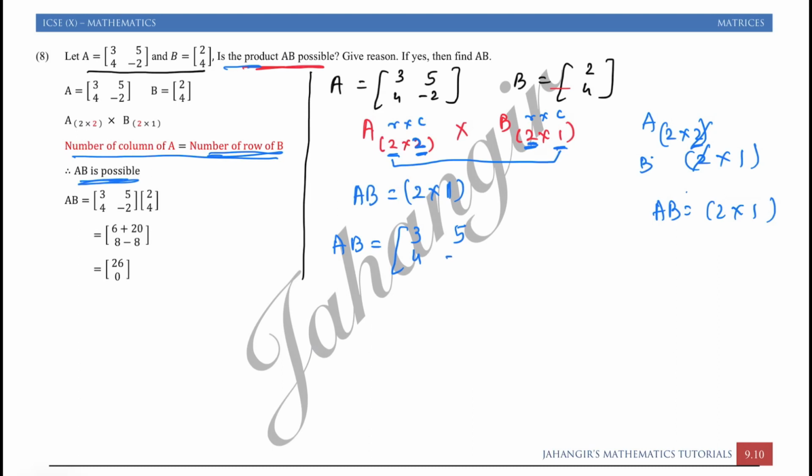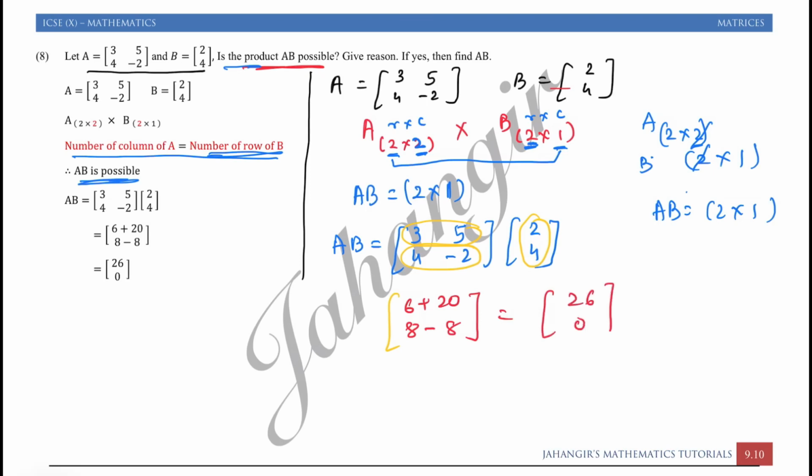3, 4, 5, minus 2 into 2, 4. So now as you see, we have two rows and only one column. First row first column: 3 2s are 6 and 5 4s are 20. Then second row first column: 4 2s are 8, minus 4 2s are 8. Here we will get 26 and 0. So here we got the answer in the form of 2 by 1. See, the answer is 2 rows and 1 column.